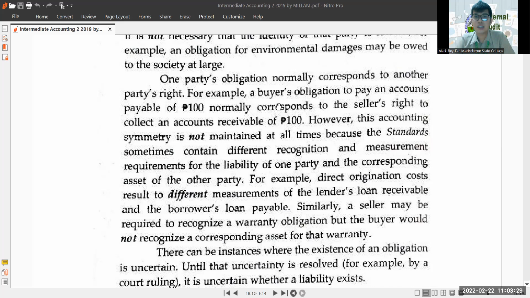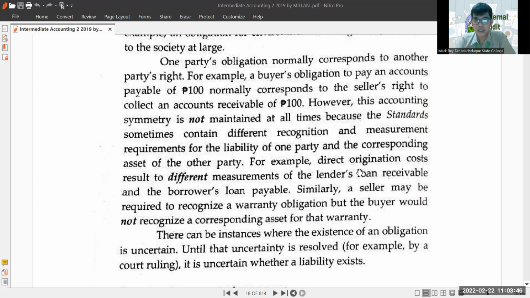Kumbaga may equal. Kasi dito kanina sa unang example, 100 yung pinag-uusapan, di ba? So 100 yung obligation ni buyer. On the other hand, 100 din yung right ni seller to collect. In this exemption, hindi daw pareho yung amount na ng obligation tsaka ng right.